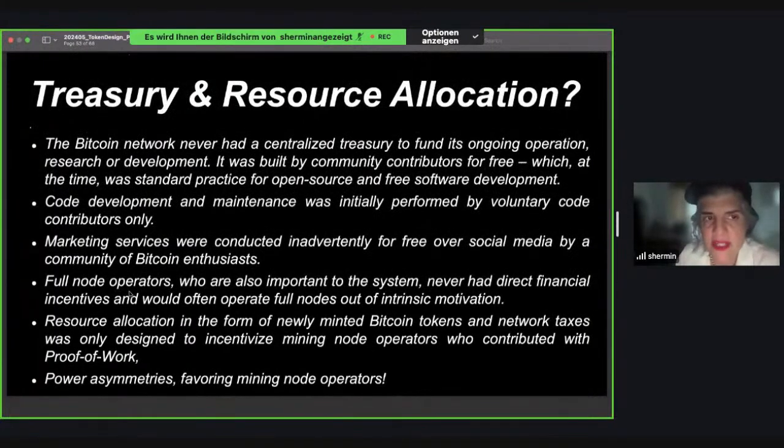As I previously also mentioned, treasury and resource allocation is not centralized. There was never a centralized treasury to fund, for example, ongoing operations, ongoing research or development in the Bitcoin network. The network was built by a community of voluntary contributors for free. Marketing services were done over social media for free out of sheer enthusiasm. Code development and maintenance in the early years was done for free and now is done by paid interest groups, I would say, and less by voluntary code developers.